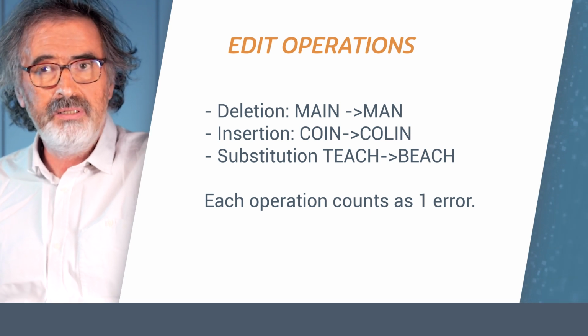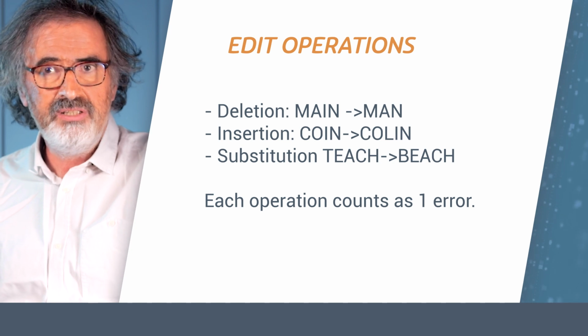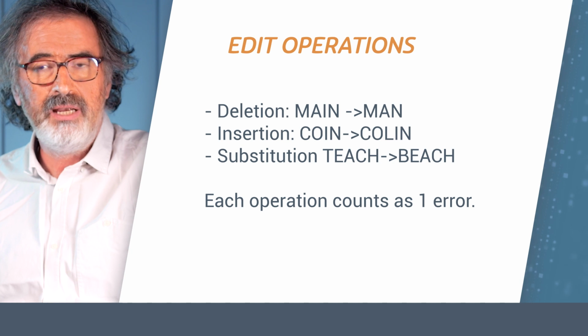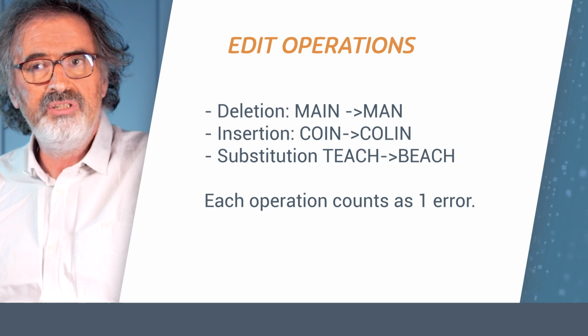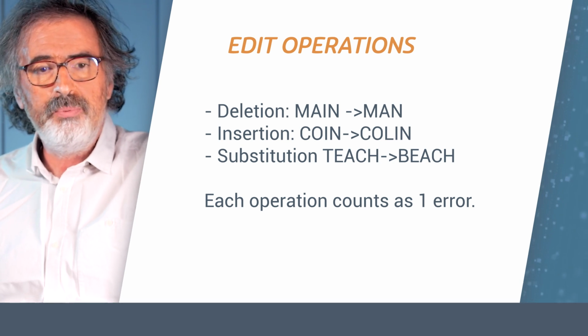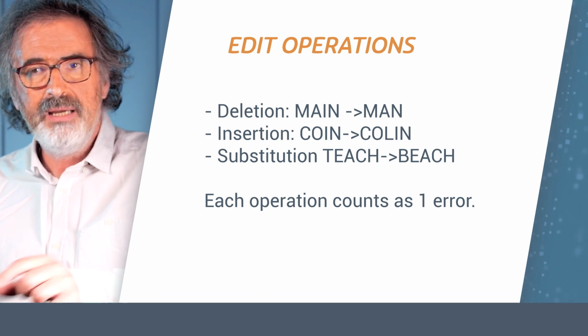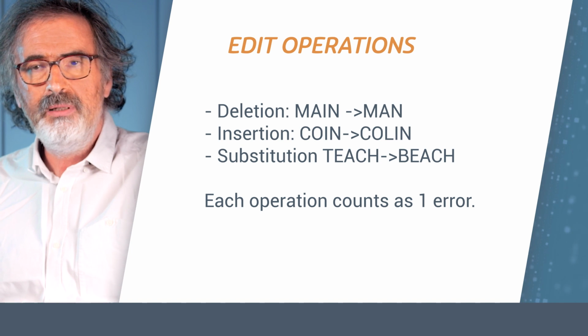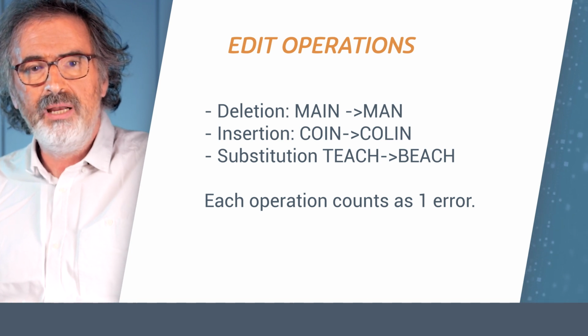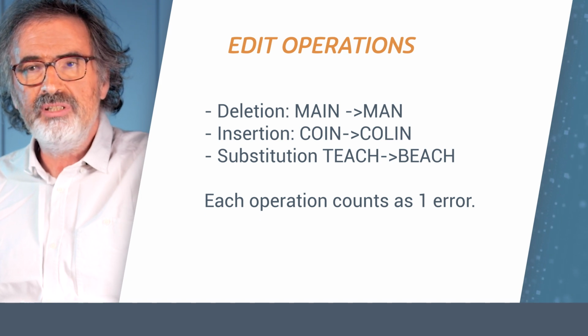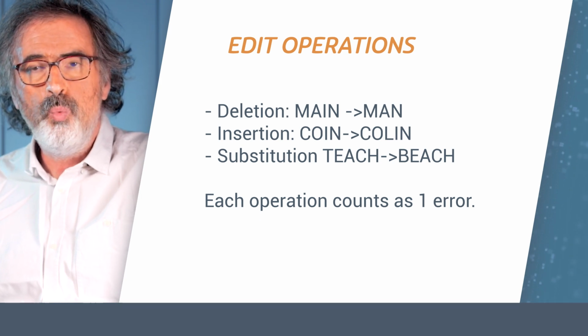The second one is the opposite. It's called insertion. So I wanted to write coin, but I wrote Colin, so I inserted an n. And the third operation is substitution. I replace one letter by another letter. Example, I wanted to write teach, but I wrote beach. Each one of these operations counts as one error.